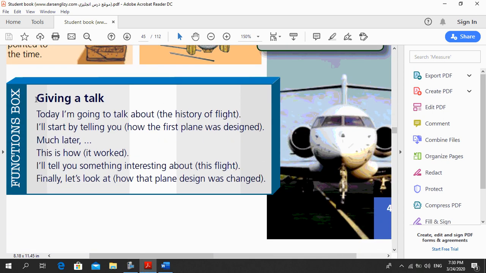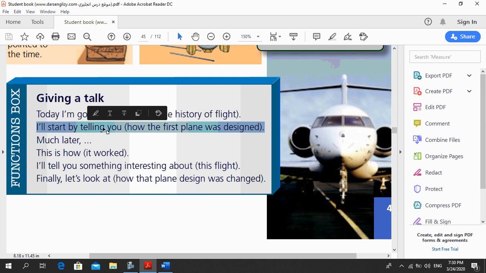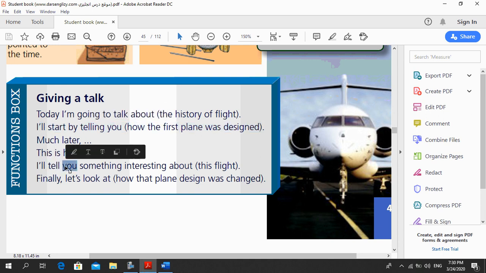What about the gray box here? The language expression will help you to give a talk. So when you give a talk, you can start using this. Today I'm going to talk about, and then say the title or the headline. I will start by telling you, or I will tell you something interesting. This is how you give a talk. You can start using an expression like this.